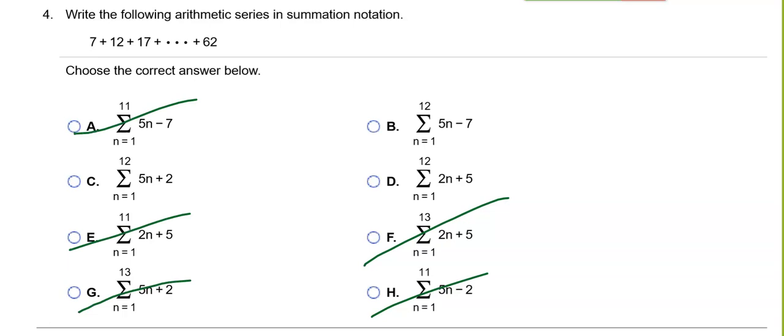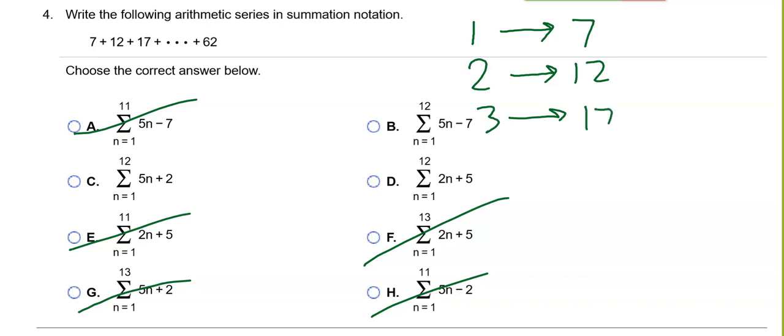Now, what I suggested you do before, what happens when you plug in a 1? What are you supposed to get? The first term. You're supposed to get the first term, which is a 7, and if you plug in a 2, you're supposed to get 12. And if you plug in a 3, you're supposed to get 17. So we really can kind of test these to figure out what works.